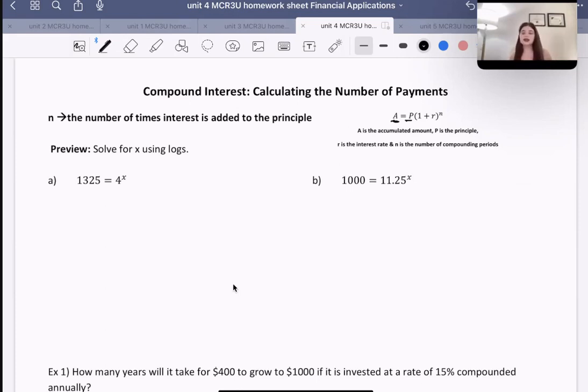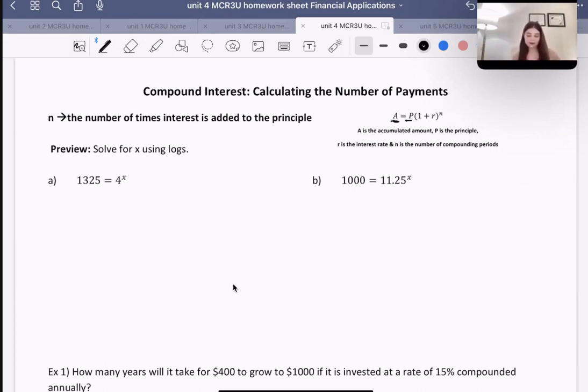Now, in this case, we're going to specifically be calculating the number of payments. In the previous video, we talked about calculating things like A, the interest itself, and also P, but we never really talked about how to calculate n in that video because the thing is, we're going to need to use logarithms in order to do this, so it's going to be harder than what we're used to. So here we're going to just quickly review logarithms, right?